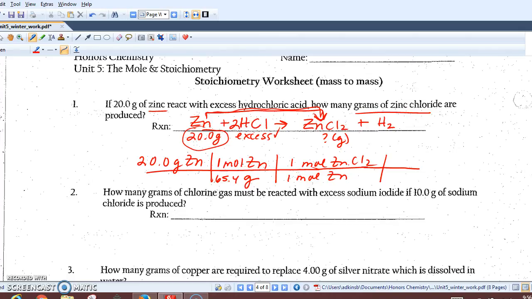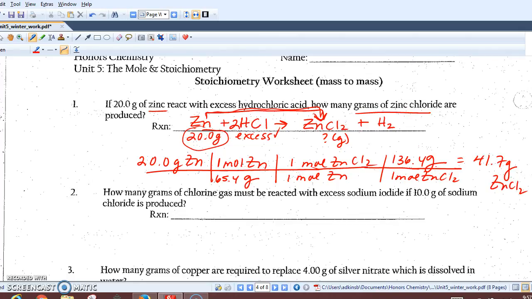The last step is to get this guy into grams. So 1 mole of ZnCl2, I need to find his molar mass. So I do that by going to the periodic table. Zinc is 65.4 plus 2 chlorines is 71. So the total mass for a mole of this substance is 136.4. So here's my bridge, 20 times 1 times 1 times 136.4 divided by 65.4. Final answer with 3 sig figs comes out to 41.7 grams. And that is your zinc chloride.